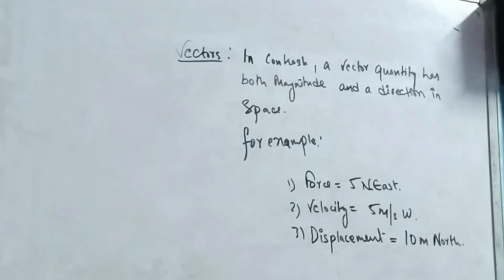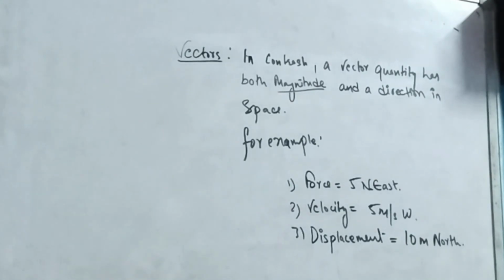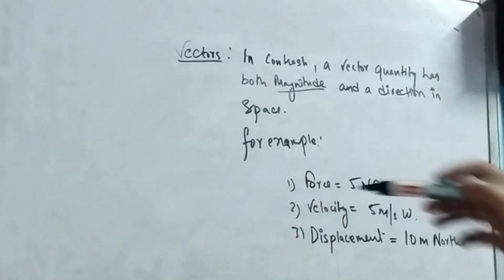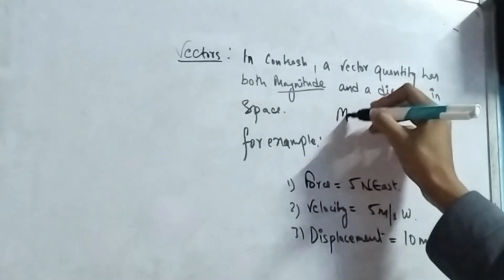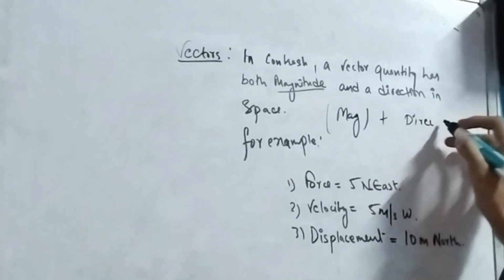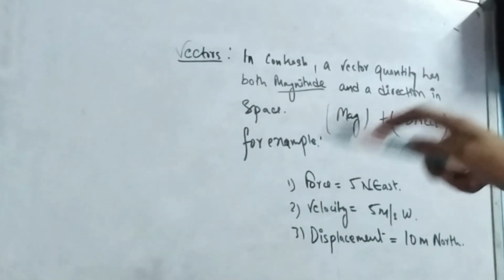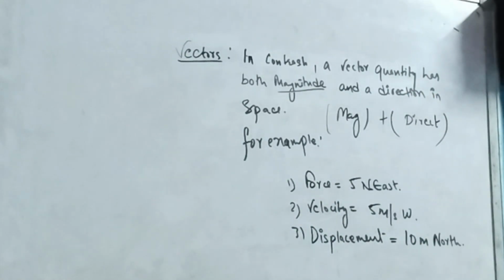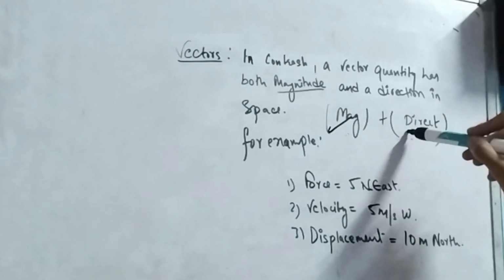Now we know that scalar has only magnitude. In vector, if a quantity has to be a vector, we need magnitude plus direction. It should have these two qualities: number one is magnitude and it should have its direction.